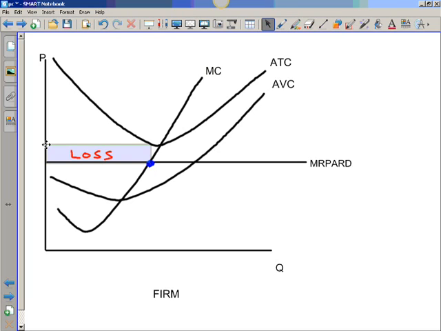As you look at this graph, it may not look a whole lot different from the one we did before. How can you tell the difference? Well, in this case, we see that at the intersection between marginal cost and marginal revenue, the price is less than the average total cost. If price is less than the average total cost, that means that on average it costs us more to make these items than we're actually selling them for. So if we're taking a loss on each unit and we're producing multiple units, we are in fact producing a total loss overall for the company.